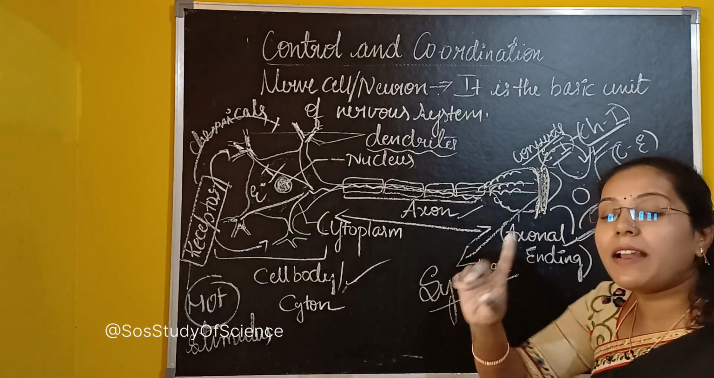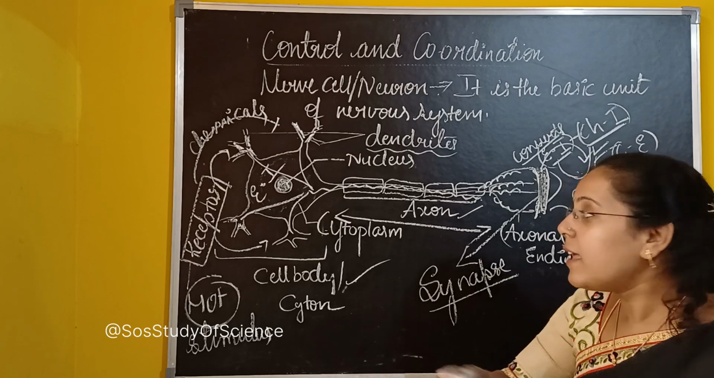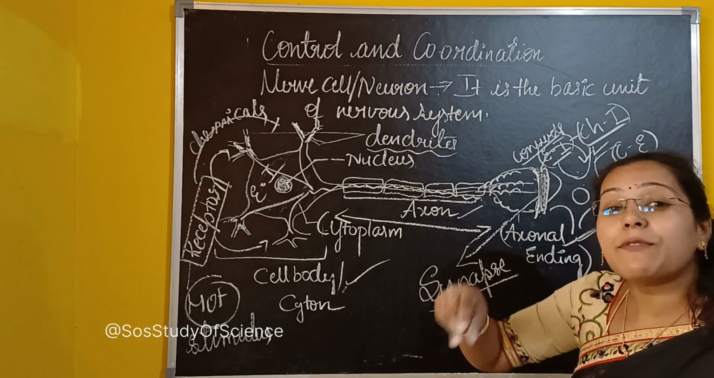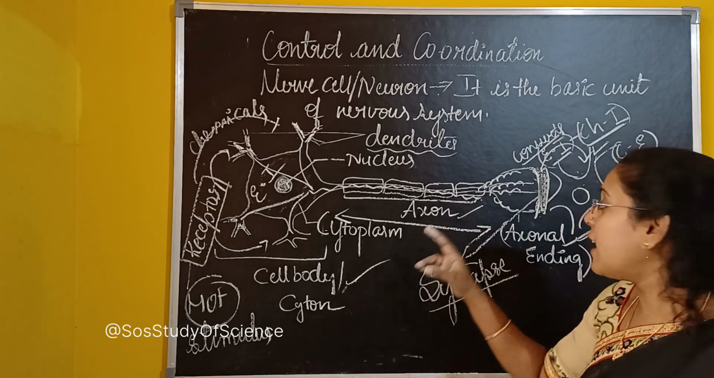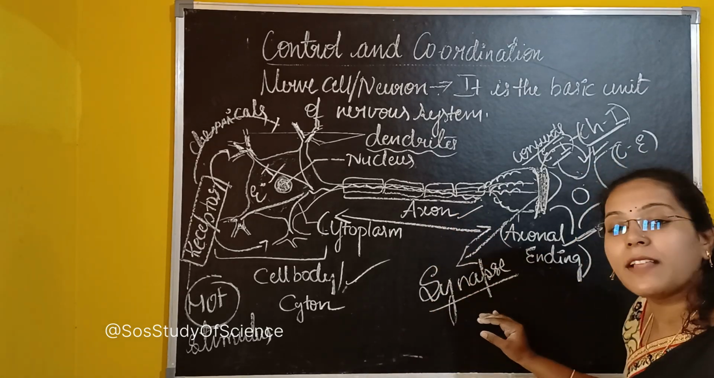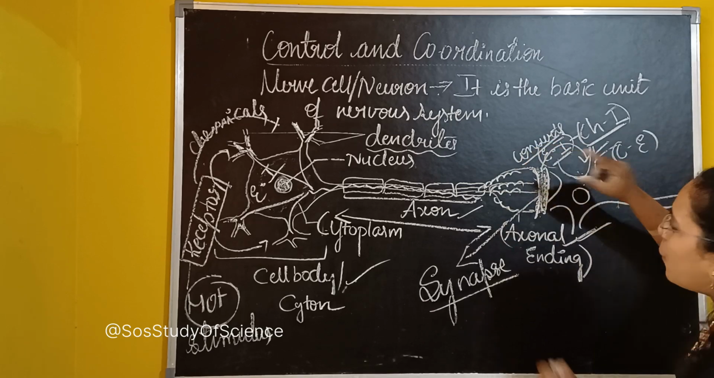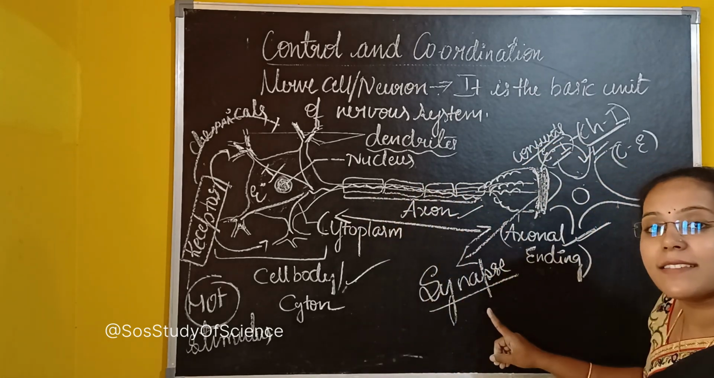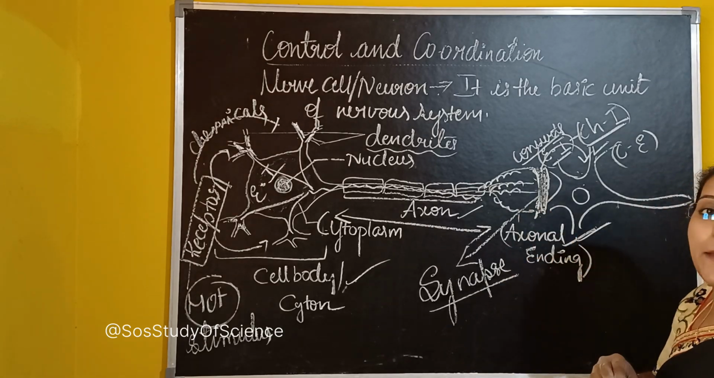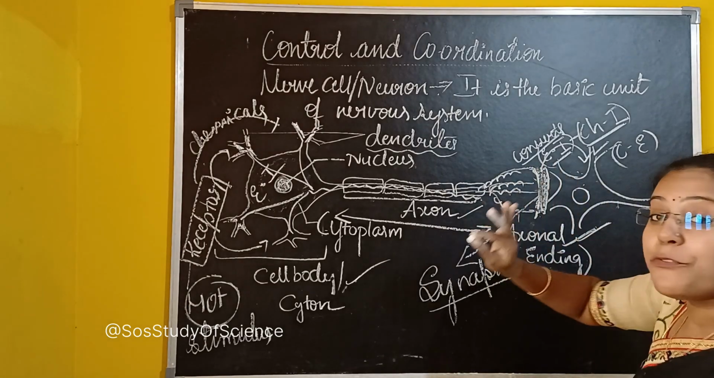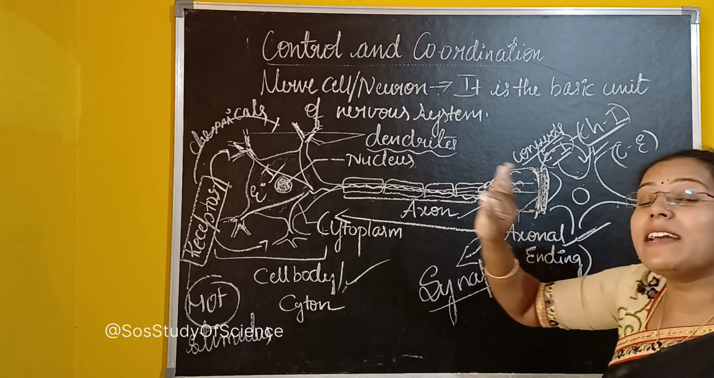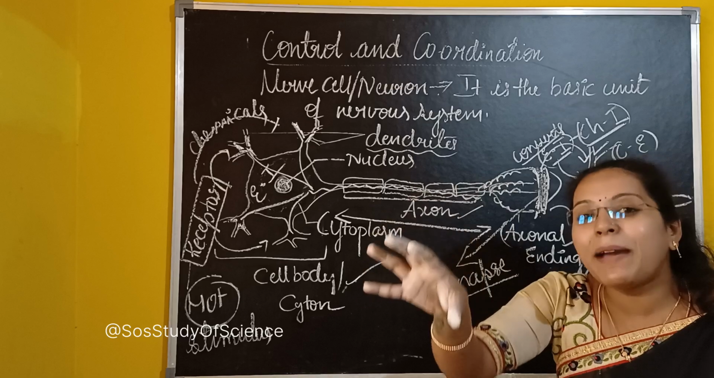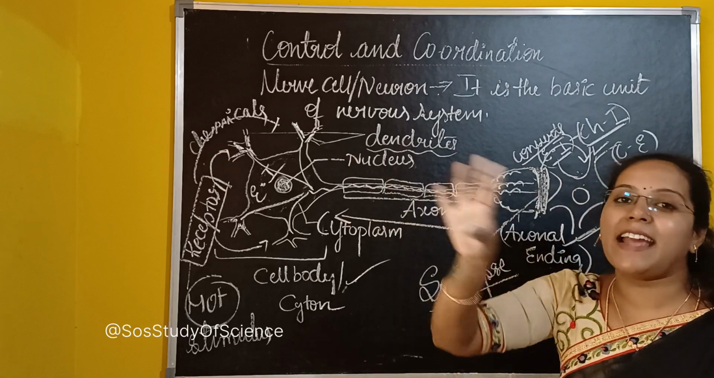What is synapse? They will ask for 1 mark. They will ask the parts and functions of the nerve cell. They will ask which is the longest fiber of the nerve cell, axon. What is synapse now? Synapse is the gap between two neurons. Between this synapse, I told you information is passed. Chemicals are released by the axonal ending towards the next dendrite.